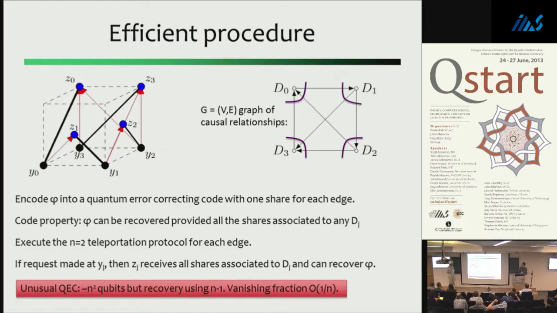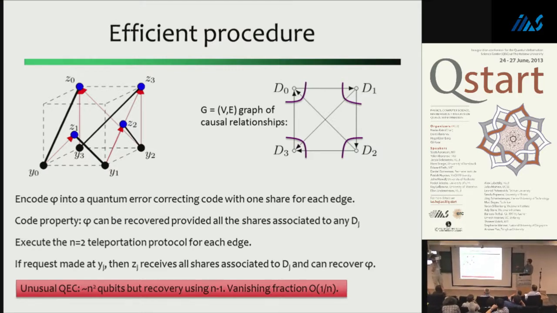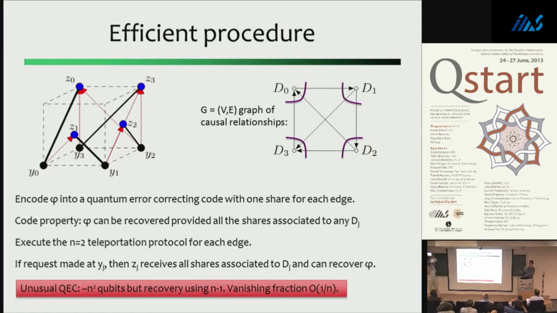So you end up needing to build a quantum error correcting code that has one share for each edge of this graph of causal relationships, with the property that if you collect any of the shares associated with the edges incident on a given vertex, that will be sufficient to reconstruct the quantum information. This is actually a pretty funny kind of quantum error correcting code, because there are roughly n squared shares, n choose 2, and with n minus 1 shares, you can reconstruct the quantum information. In terms of the usual kinds of parameters we talk about, this is a very unusual code, right? You're reconstructing the information from a vanishing fraction of all the qubits, but in such a way that you obviously don't violate the no cloning theorem.